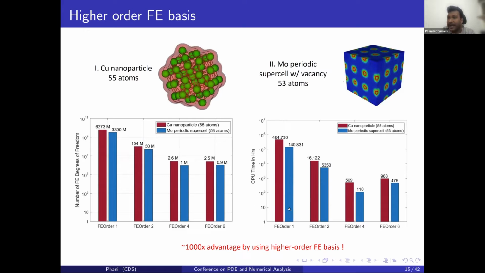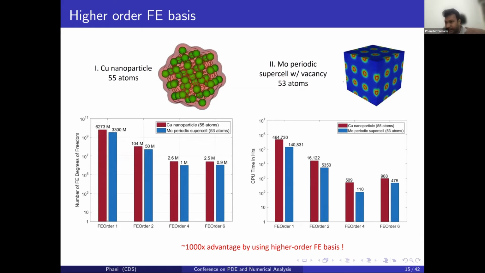We get a 1000x advantage by using higher order finite element basis, which is unique only to this kind of problem, quantum mechanical modeling of materials. If you use finite element basis, you in fact require to go to 4th order or 6th order finite elements, and this is some old data. Now we have a new approach where we float atoms in the mesh without having to restrict the atoms to the finite element nodes.